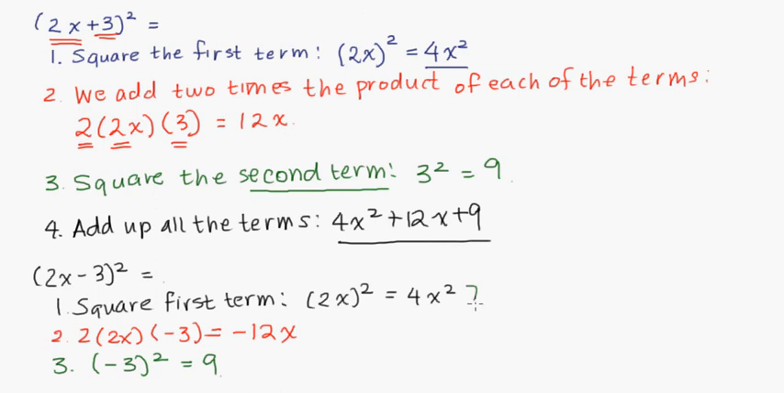So we add all these terms up, and we get 4x squared minus 12x plus 9. And this is almost exactly the same as the previous example, except for this minus sign here. And so I just wanted to demonstrate where the minus sign might come in. Okay, so this concludes this video, and I'll be continuing with more examples on some applications of FOIL.